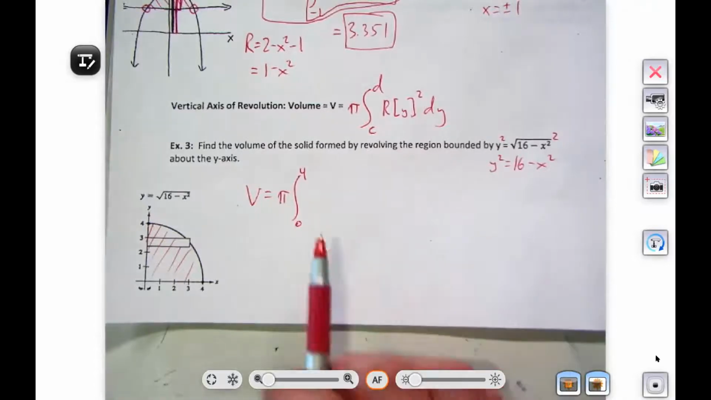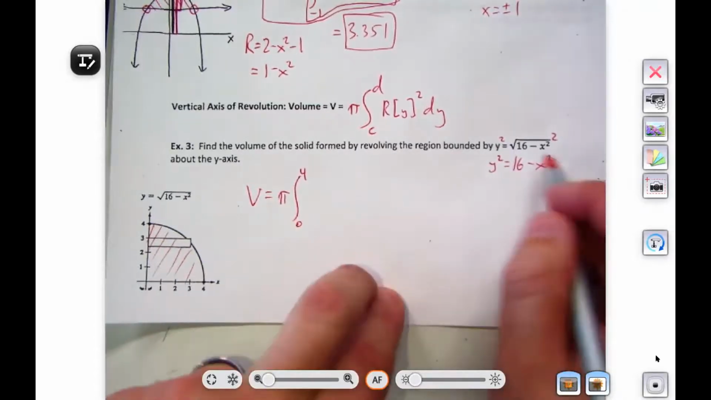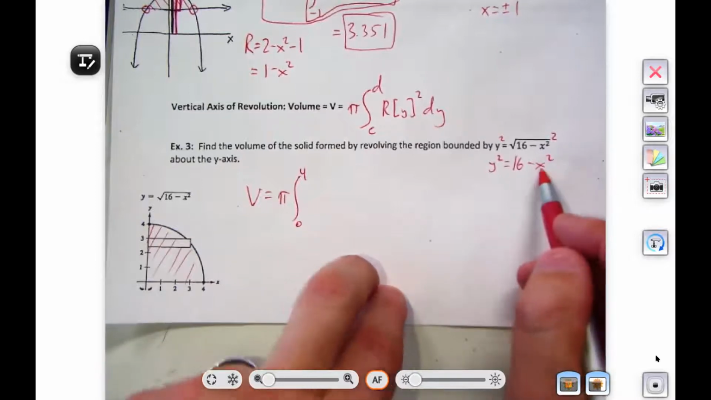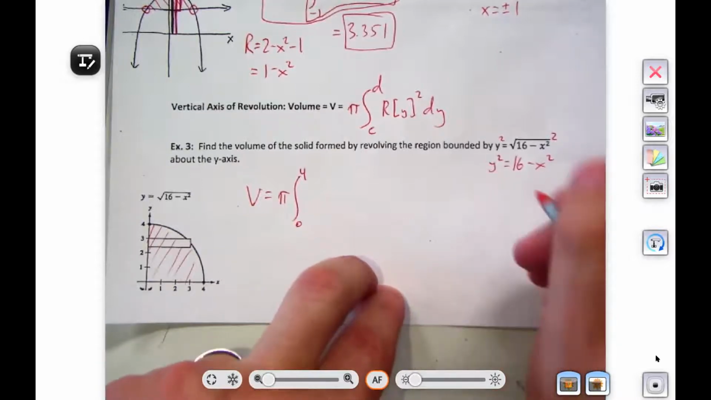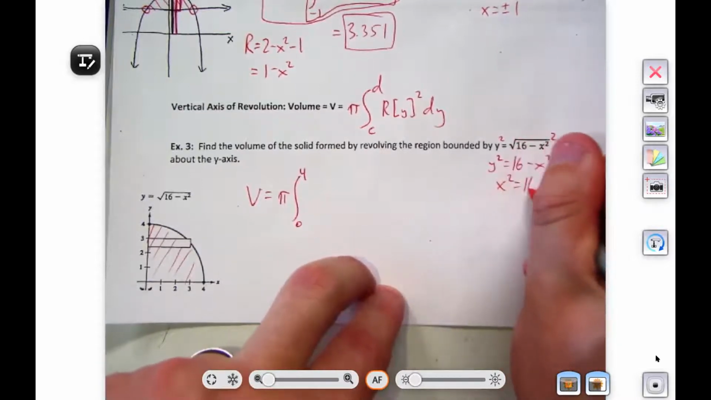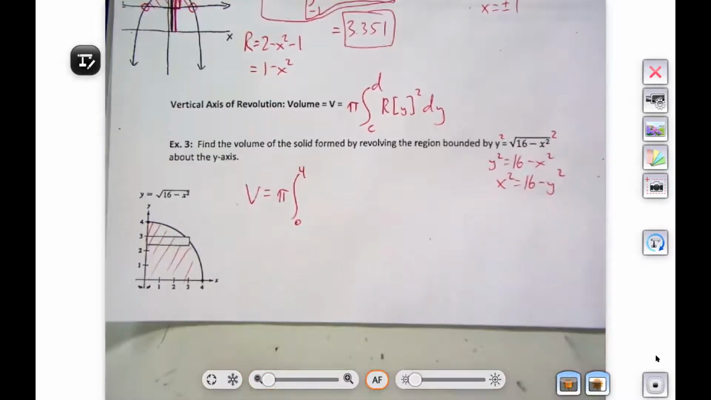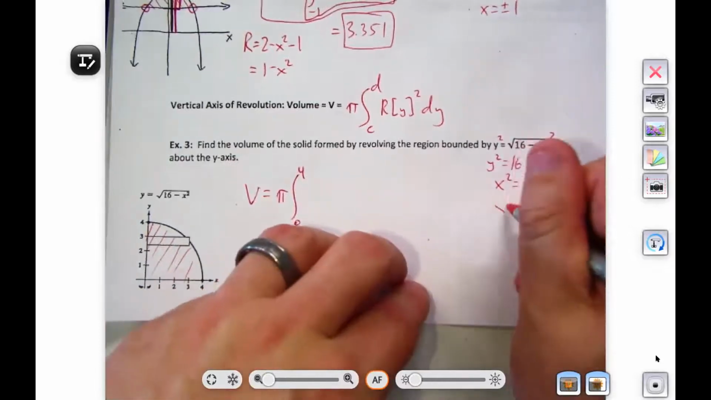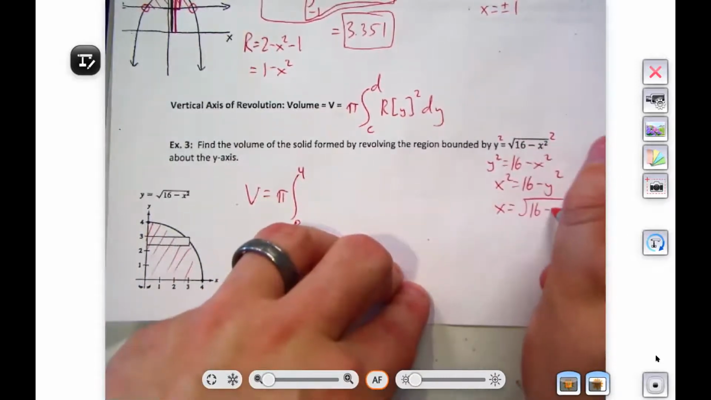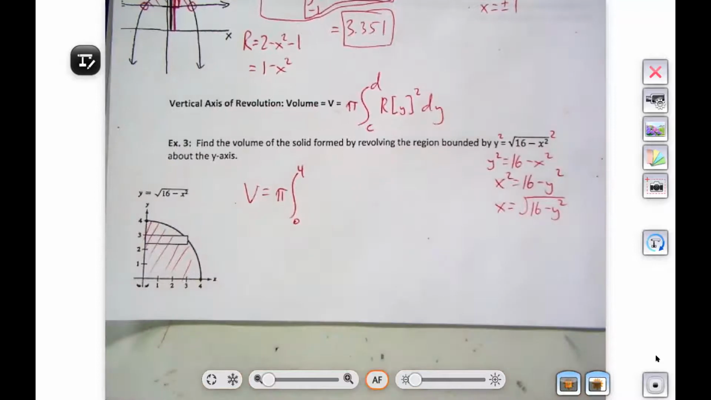Okay. All right, so then I'm solving for x. So I would add x squared and subtract y squared. So I added x squared to the left, subtracted y squared, and then I'm going to square root. So that's the function that I'm dealing with.